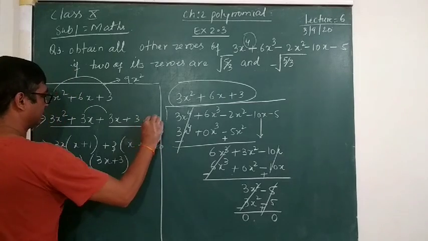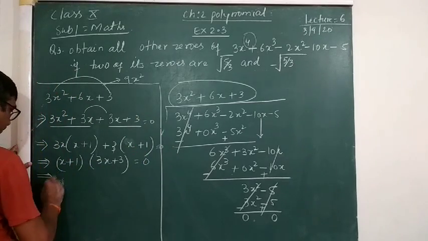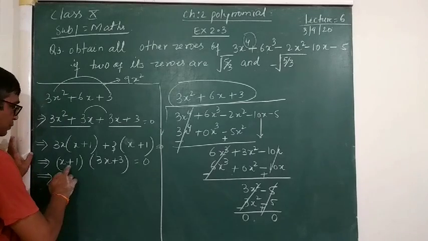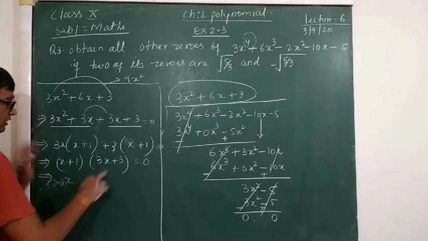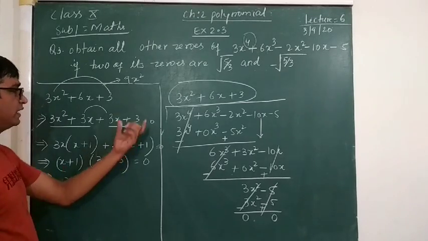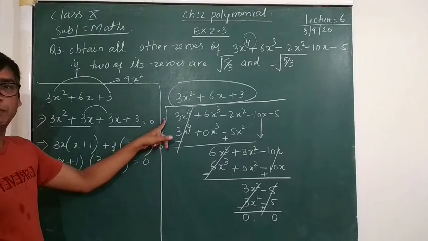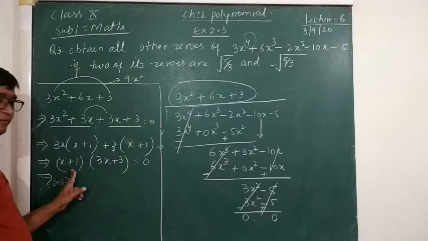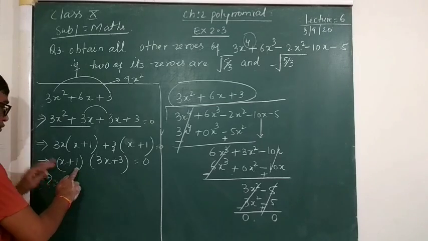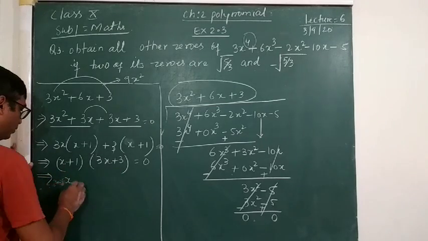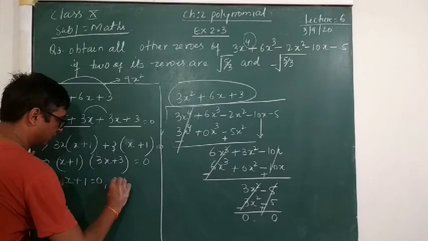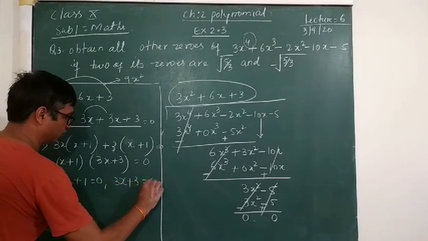This we will put as equal to 0. Now x plus 1 and 3x plus 3, these two zeros we have obtained, as we had done to divide this number, x square minus 5 by 3. In a similar way we have got over here. So we will set both the numbers equal to 0. So x plus 1 is equal to 0 and 3x plus 3 is equal to 0.